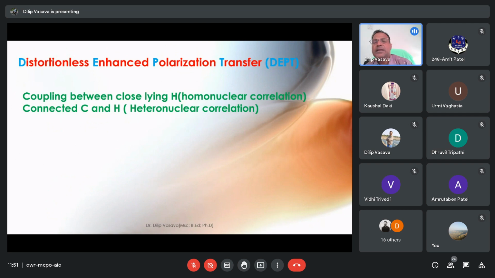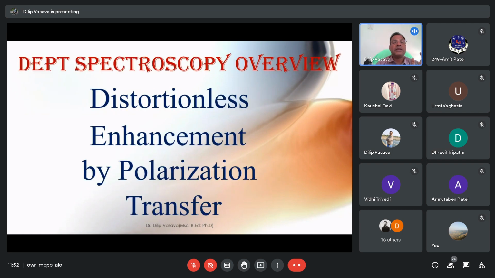Now this is the modified method, that is DEPT. It is known as DEPT, Distortionless Enhancement by Polarization Transfer, and it is a heteronuclear correlation spectroscopy. Coupling between close lying protons is the homonuclear correlation, and connection between C and H is the heteronuclear correlation. So this gives an idea about this. In short, it is known as DEPT. So this is a very useful technique where it is difficult to identify the protons by BBD and off resonance decoupling. So this method can help us.